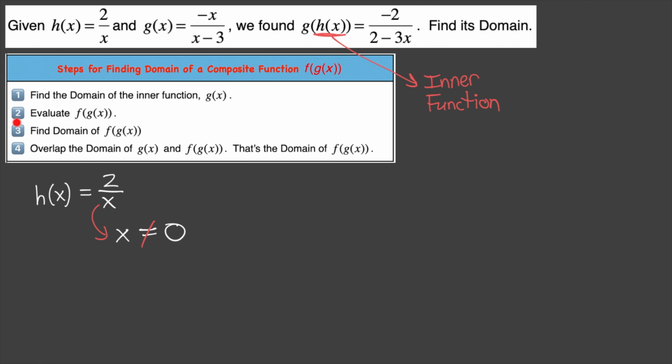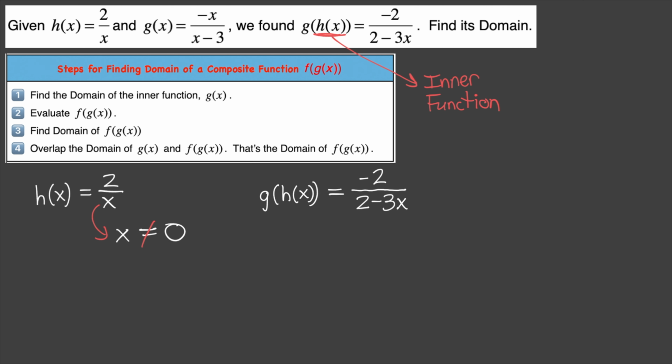Next, step number 2, we would evaluate f of g of x. Now that's already been done for us, and that's a long series of steps. If you want to watch a video on how I find composite functions, I do several examples in lesson 58, which is titled Composition of Functions. And I actually do this exact example in one of the examples. All right, so we've done that. We have our composite function here. Next, step 3, you find the domain of that composite function.